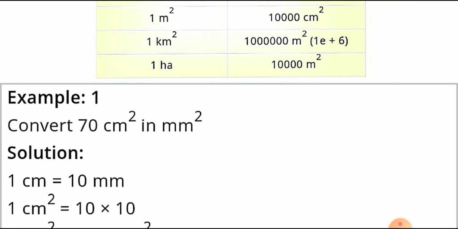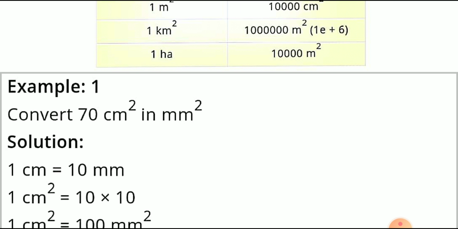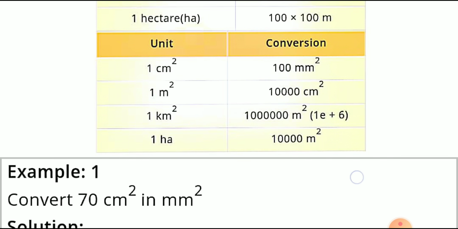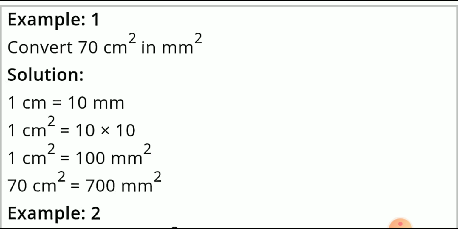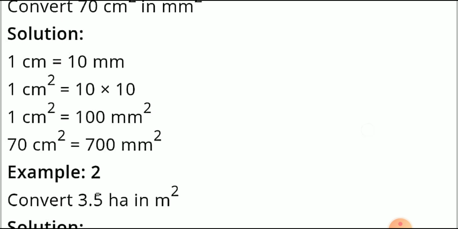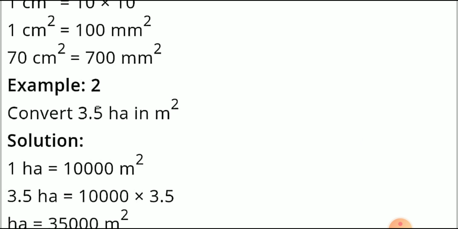So here you will see some examples to convert this. 70 centimeter square equals what in millimeter square? 70 multiplied by 100 equals 7,000 millimeter square. Now convert 3.5 hectare in meter square.